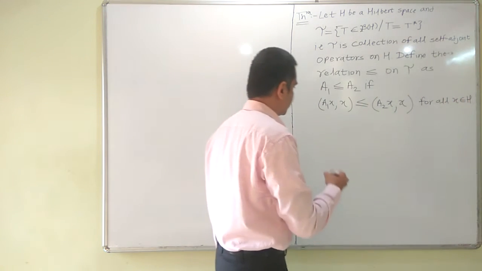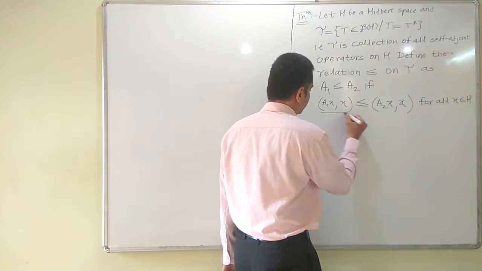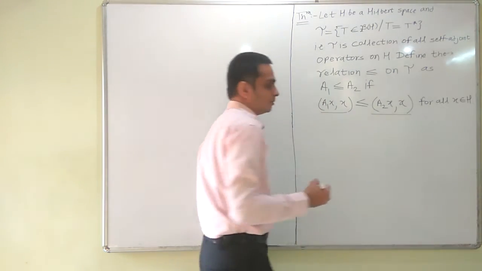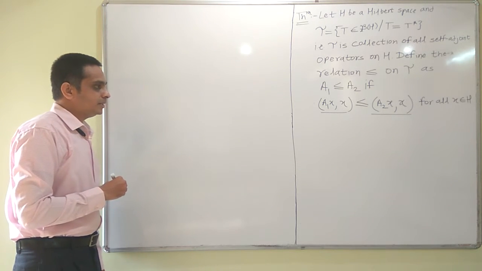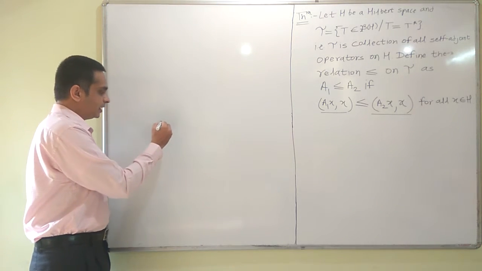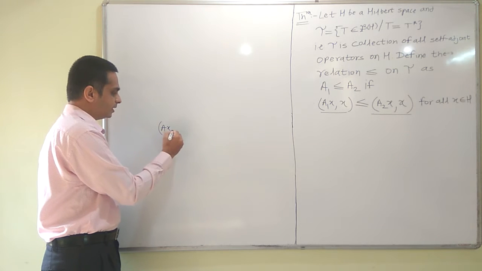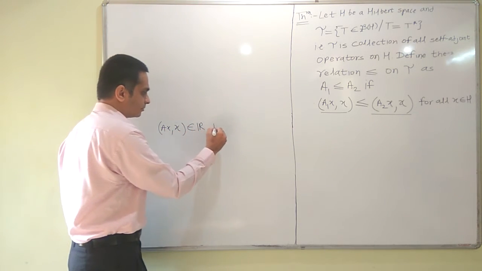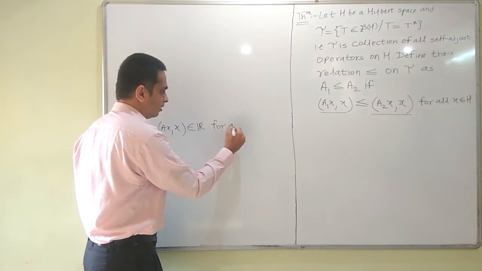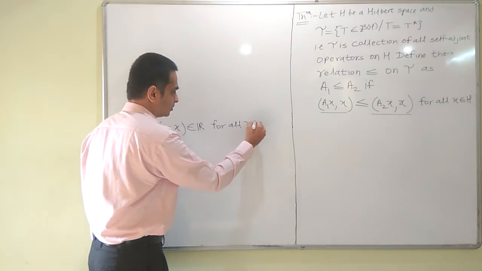Note that since these are self-adjoint, these are real numbers by the previous theorem. By the previous theorem, A is self-adjoint if and only if the inner product of Ax and x is a real number for all x belongs to H.